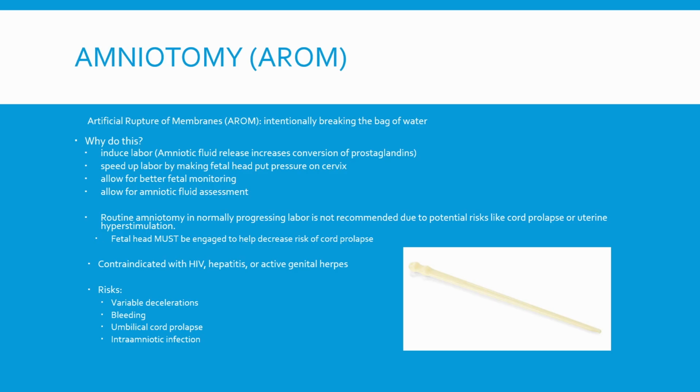Some other things that we can use during labor, sometimes these are used to induce in a way or just help stimulate labor to move along, is to break her water. The breaking of the water is called an amniotomy, or AROM, artificial rupture of membranes. You take this little hook here, there's a little sharp point at the end, and you nick the bag of water. And amniotic fluid, when it releases, it increases the conversion of prostaglandins, which causes you to contract. The fetal head must be engaged.